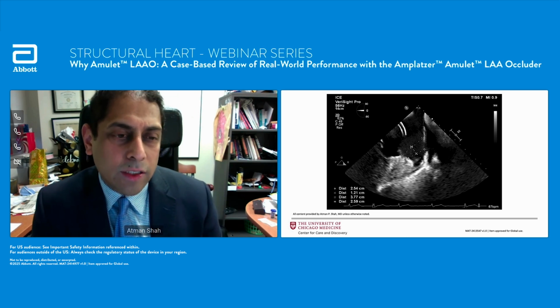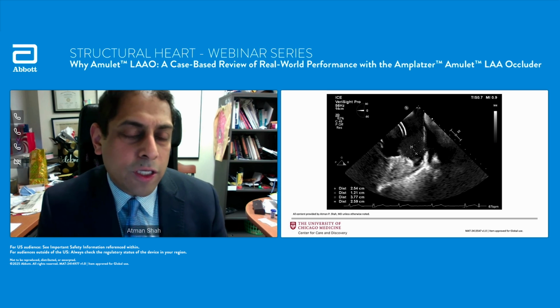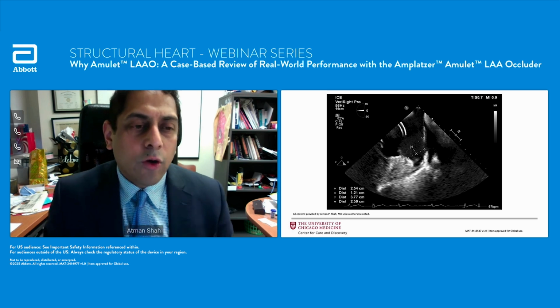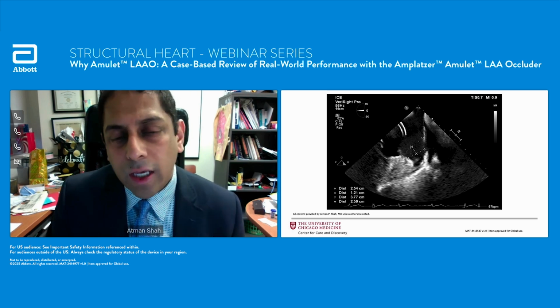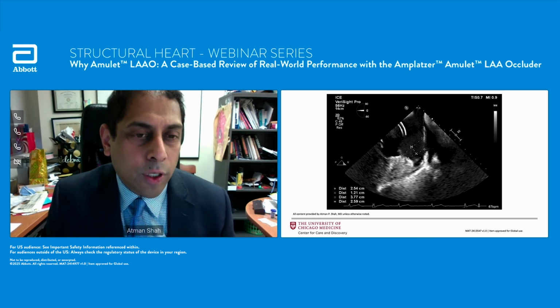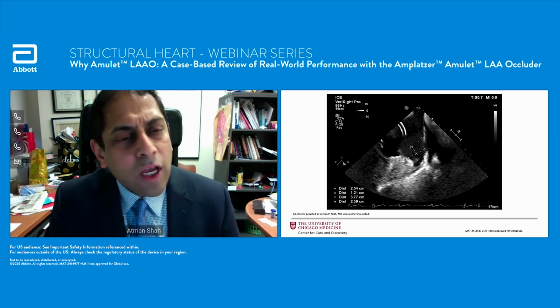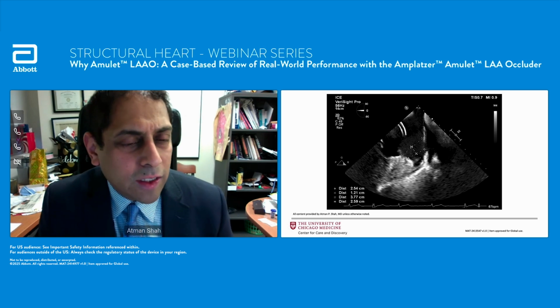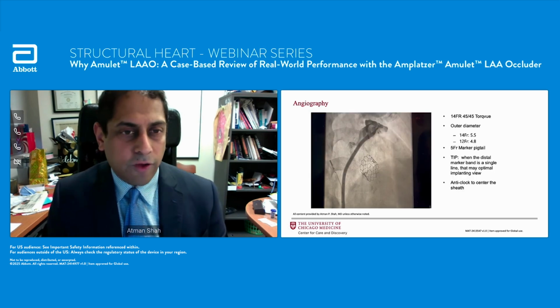We're measuring an ostium of about 37. We're measuring a landing zone of about 25 with more than adequate depth in there. We're going from the ostium 12 back, and that's going to be where the landing zone is, and that's where we're getting a measure of 25. So in this particular case, we're thinking about at least a 28, potentially a 31 device.